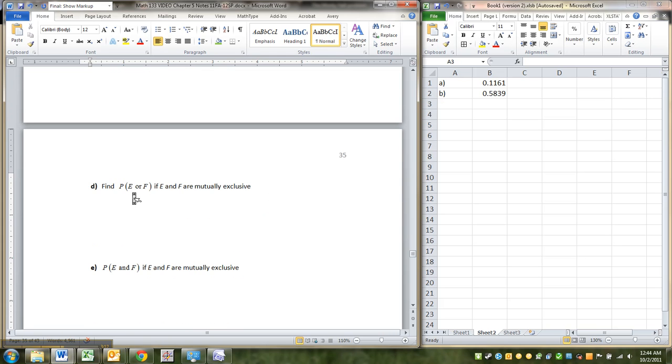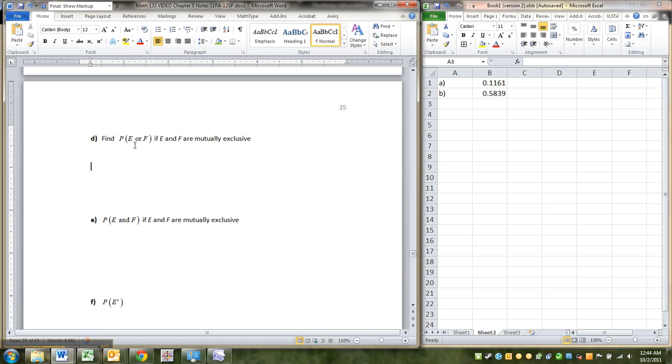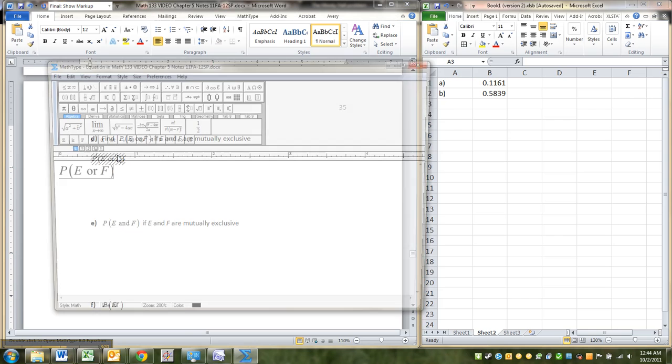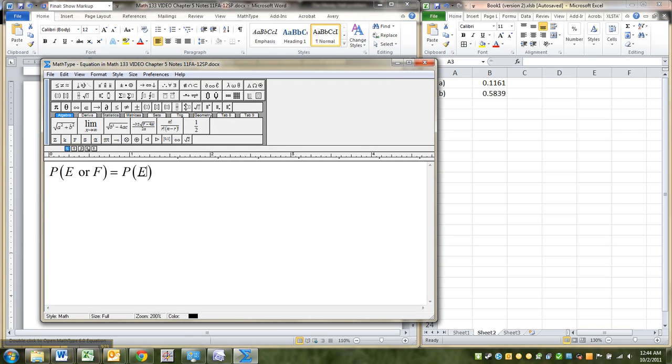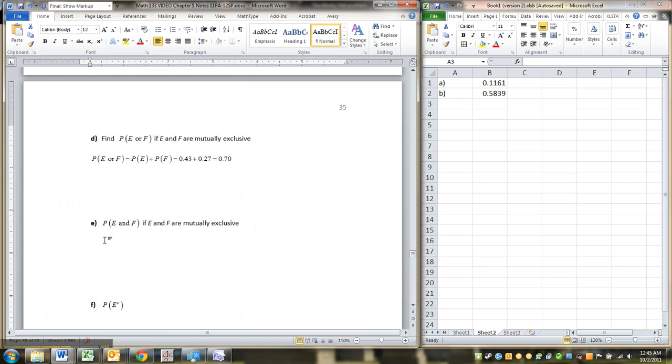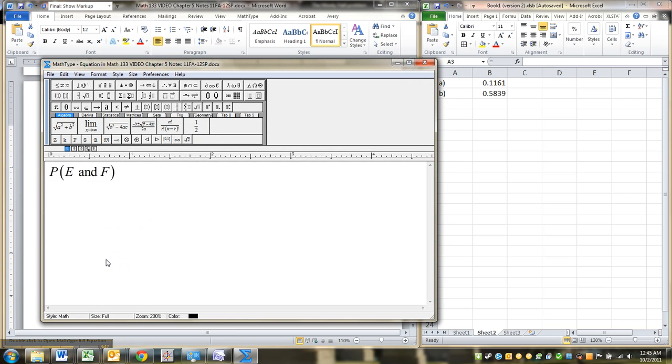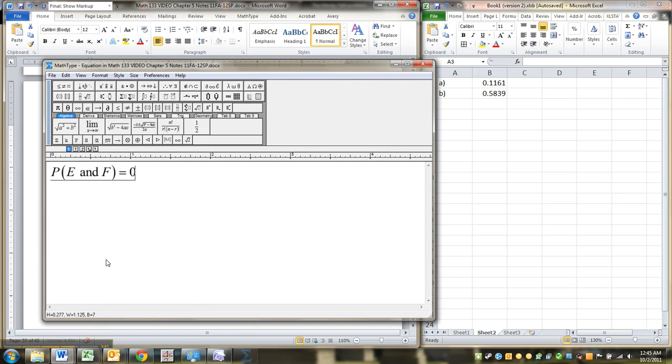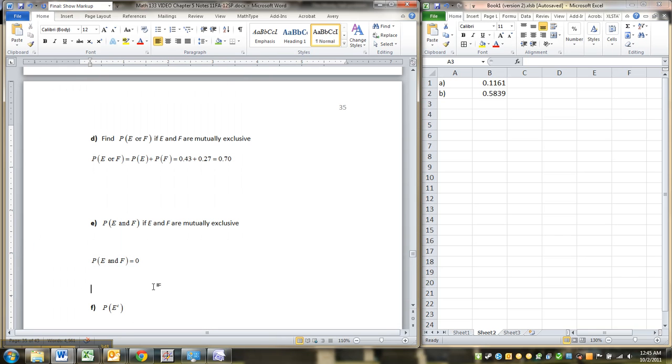Next, what about the probability of E or F if they're mutually exclusive? Well, if they're mutually exclusive, that means there's no overlap. They're disjoint. So the probability of E or F is equal to the probability of E plus the probability of F, which is 0.43 plus 0.27, which makes 0.70. Done. What about the probability of E and F if they're mutually exclusive? Well, the whole point is that there's no overlap. If there's no overlap, then the probability of the overlap is 0. Done. That's why we were just able to add these two up.